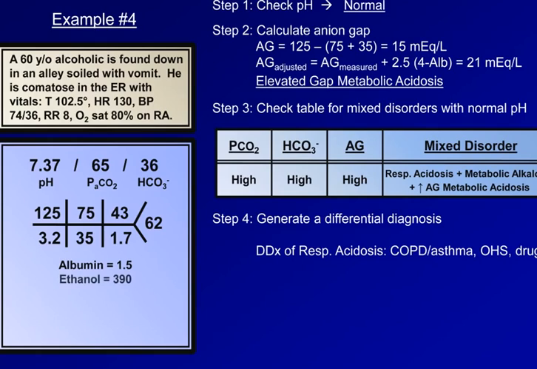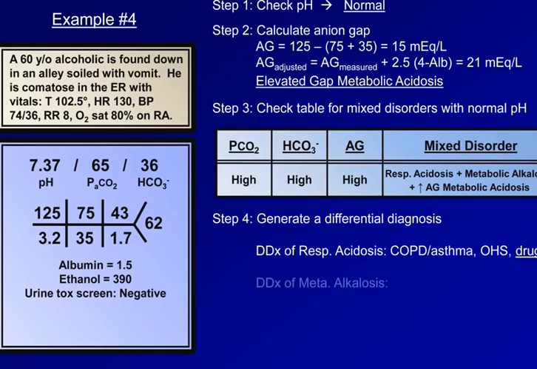So we check an ethanol level and see it is extraordinarily elevated at 390 milligrams per deciliter, which is 5 times the legal driving limit here in California. Since alcohol and drugs often go together, we should also check a urine tox screen, which in this case is negative. So the respiratory acidosis is well explained.